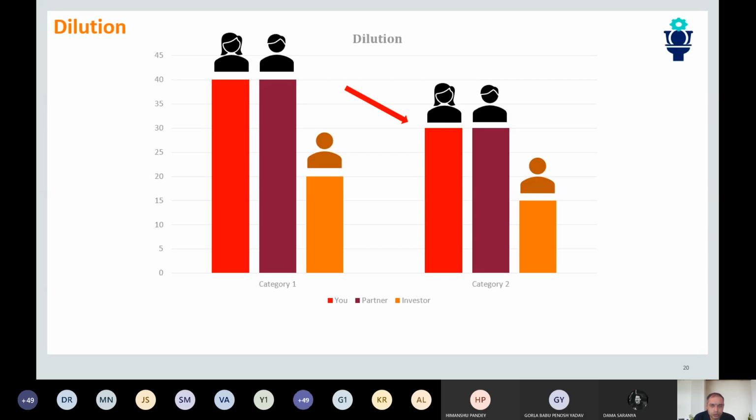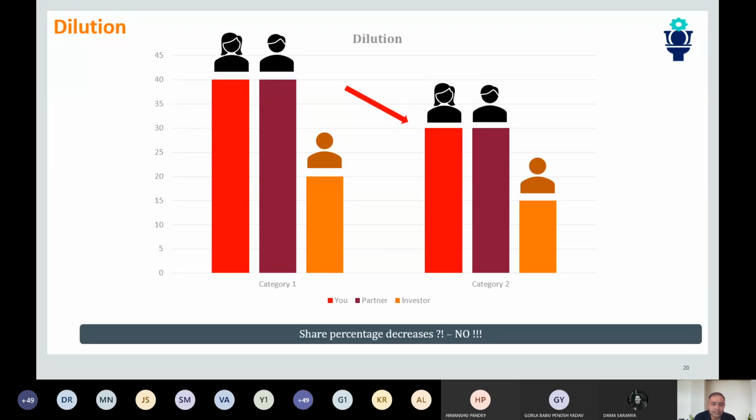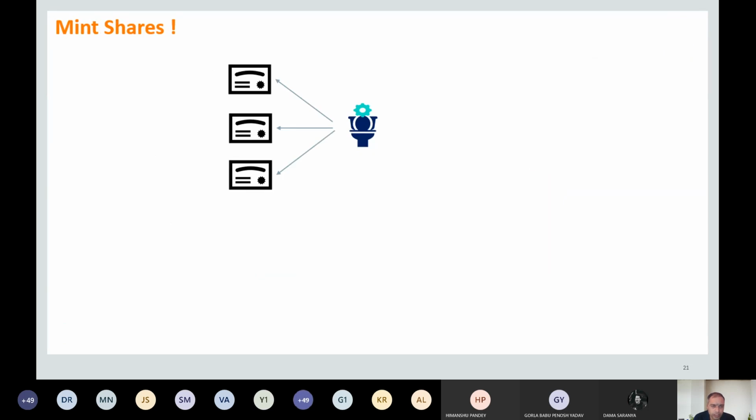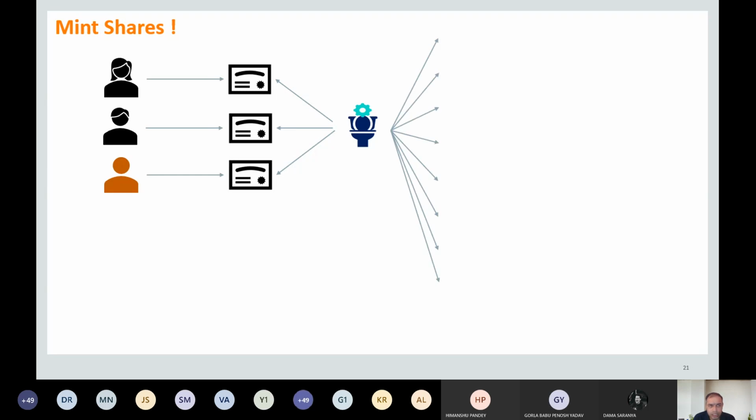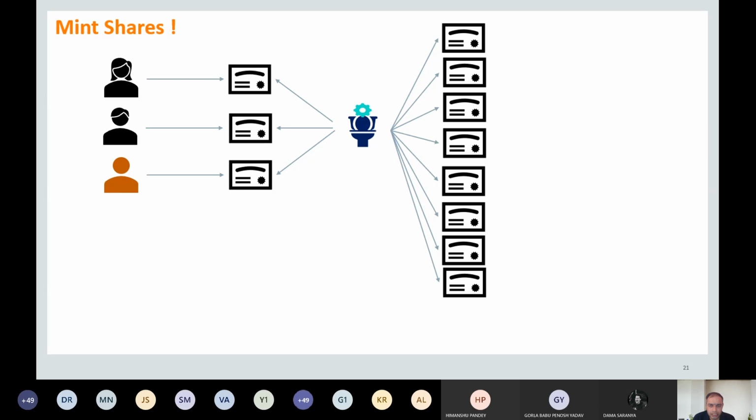But is this true? No, this is not true, because only the share percentage will decrease, but the share value will increase. Only the share percentage will come down. How? When you are an initial company, the number of shares was only three, so you three people bought them. But just as the RBI can print money, when you own a company, you can print any number of shares. Imagine instead of three shares, they're going to produce eight shares. Then we call it stock splitting.